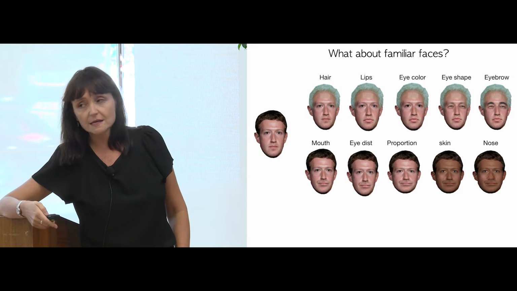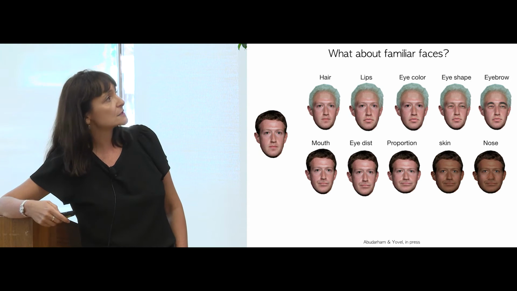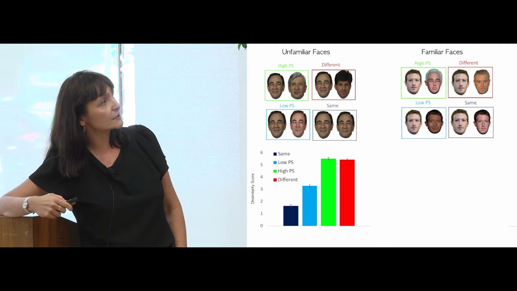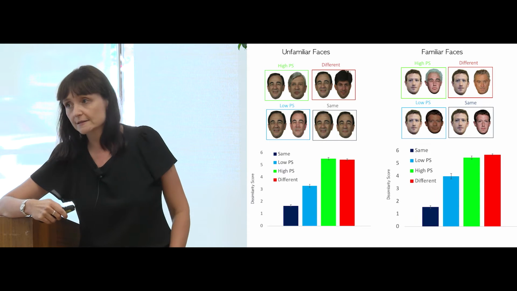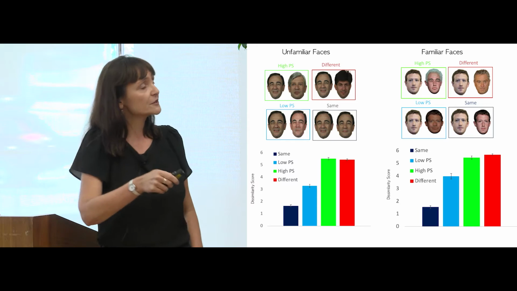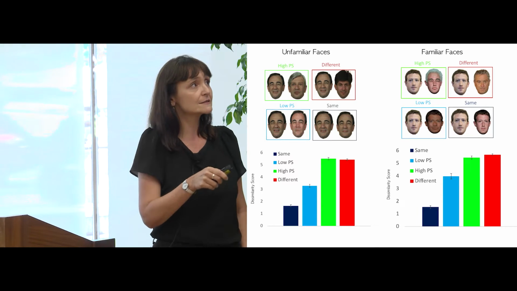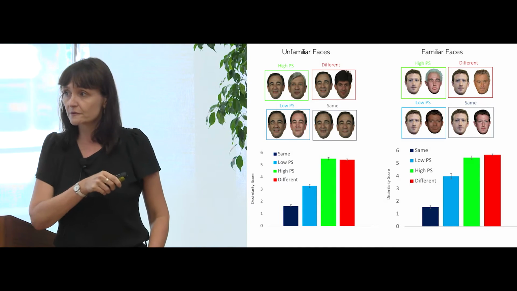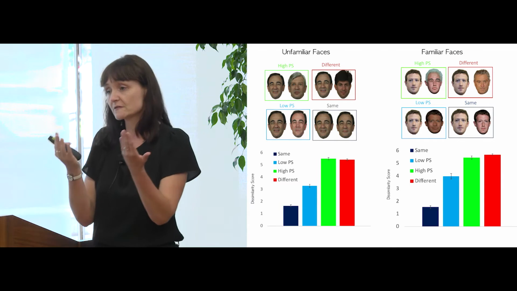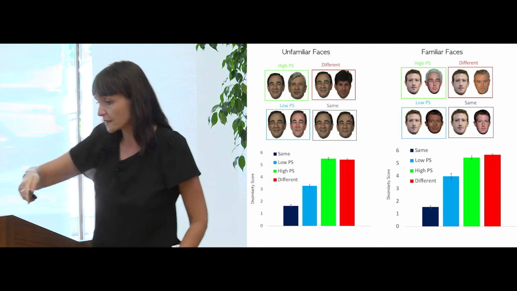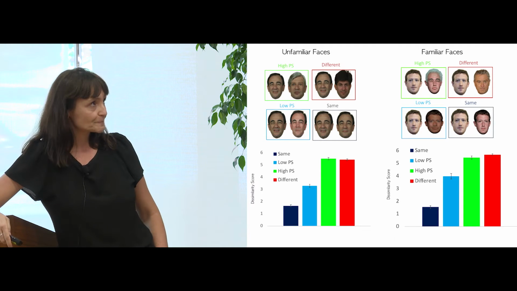And we can give subjects the same task, judging how similar or different the faces are, by either changing the high PS features or the low PS features, and also having same faces and different faces. And you see that we're getting exactly the same thing. So changing 5 features of Mark Zuckerberg makes it as different as a Mark Zuckerberg and a Robert De Niro. Okay? So by using these 5 features, I can actually change the identity of the face, suggesting that they may be critical for face identity.